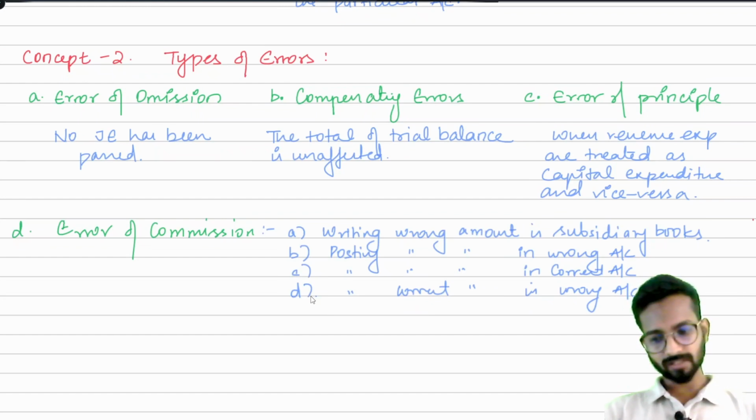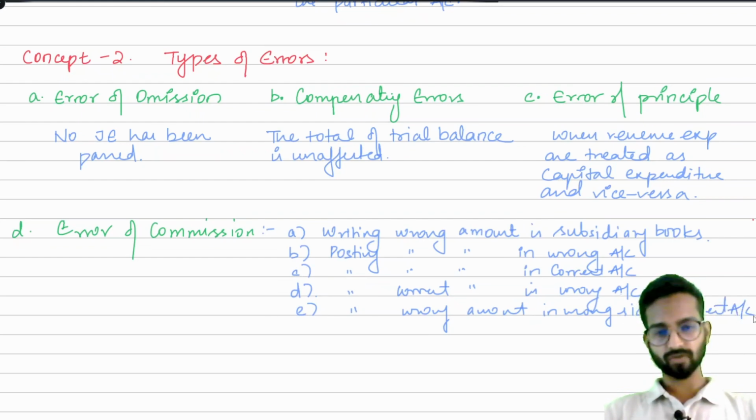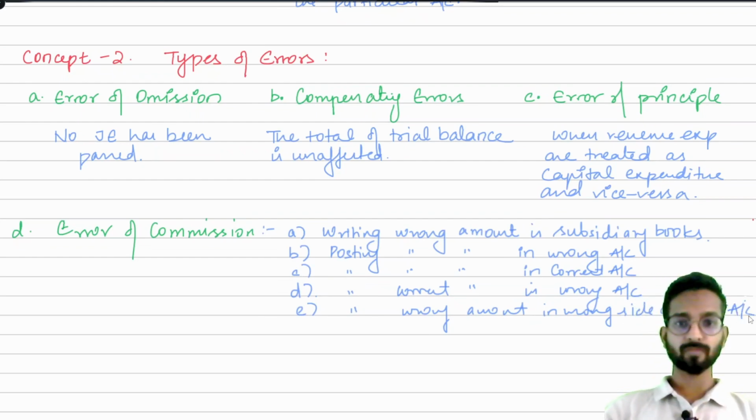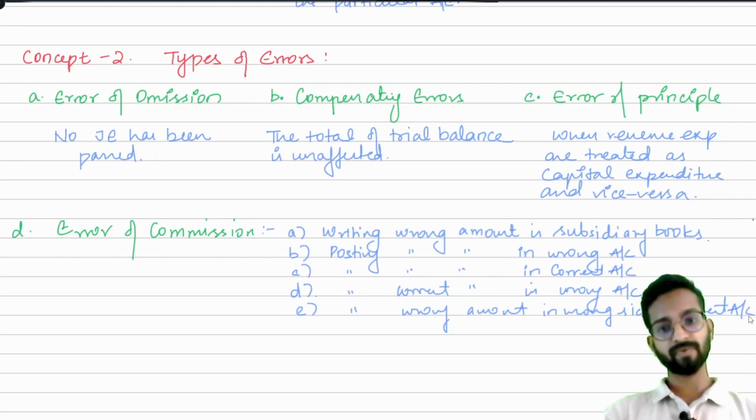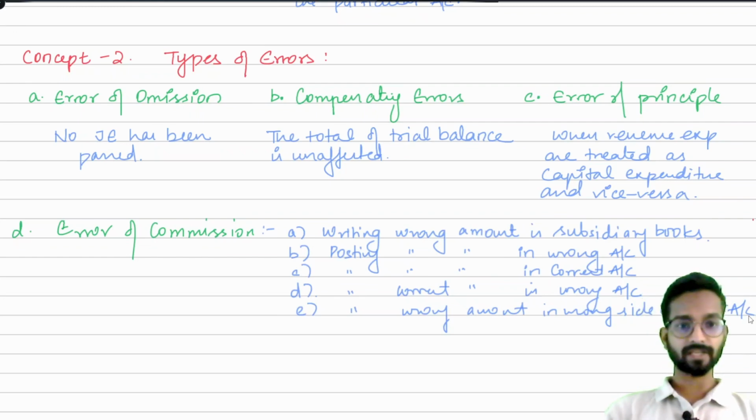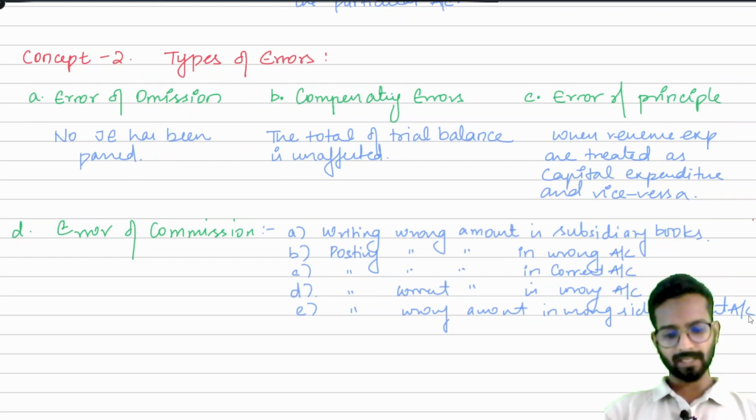Okay, or you can say that posting amount on the wrong sides of the account, posting wrong amount in wrong side of correct account, and there can be many things like this. Okay, you have posted correct amount but at the wrong side, you had to put on the debit side, but you put the amount on the credit side of the correct account. So all those mistakes will appear in the error of commission.